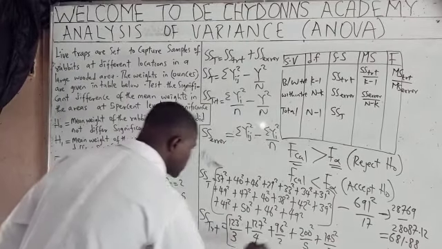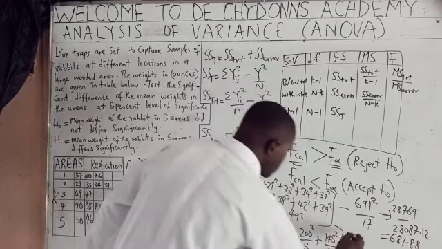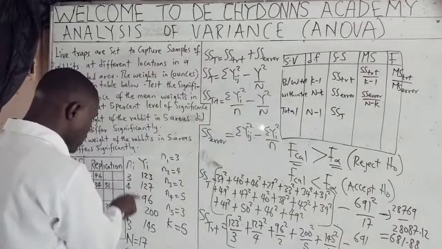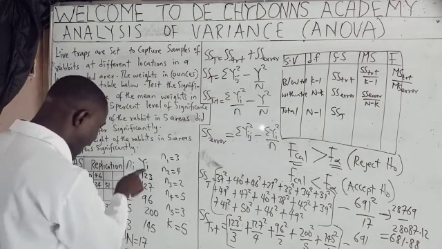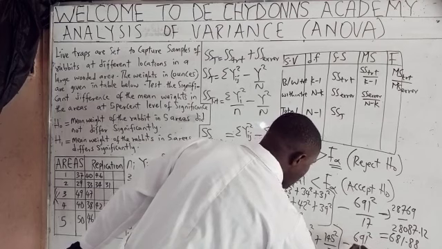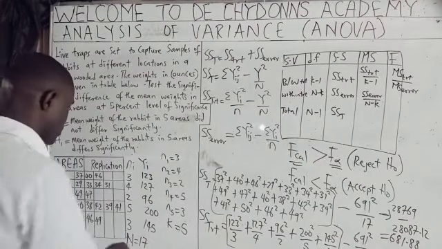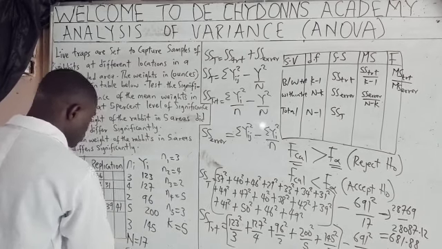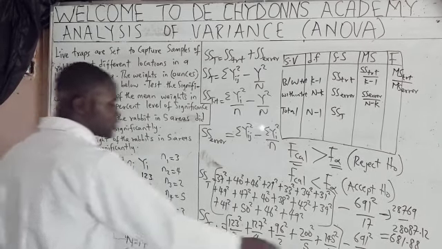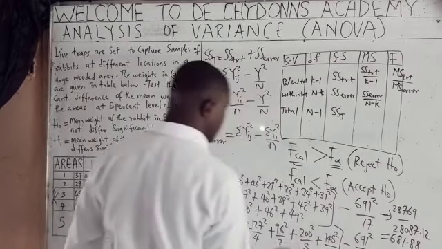Then once you compute it, you now say minus 691 squared all over 17. Y means everything: you add up everything and you get 691. That is why we write 691 squared all over 17, because capital N is 17.